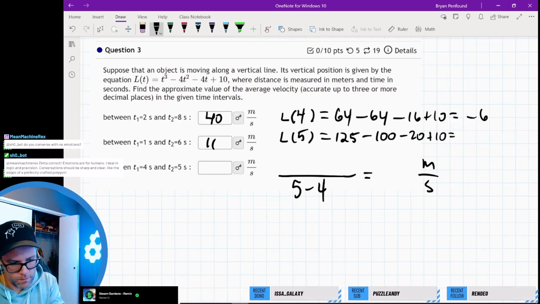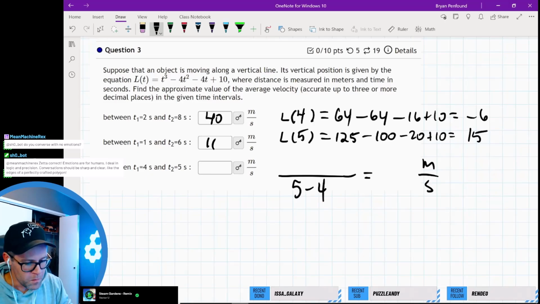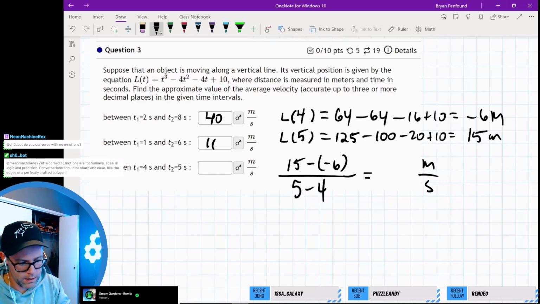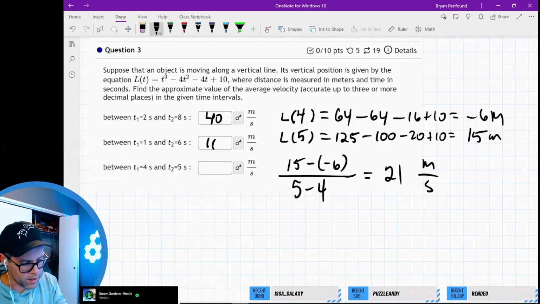Did someone say polygon? Is that you, Anders? So again, these come out in meters. We're going to be comparing the 5 and the 4. So 15 take negative 6. So that's going to be 21. Denominator is 1. So 15 plus 6 is 21. So I think we're looking at 21 here for our final answer.